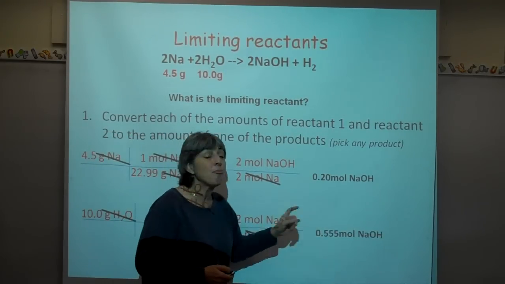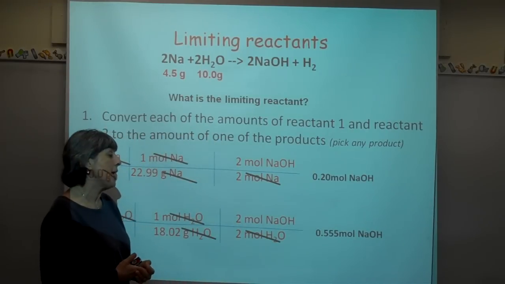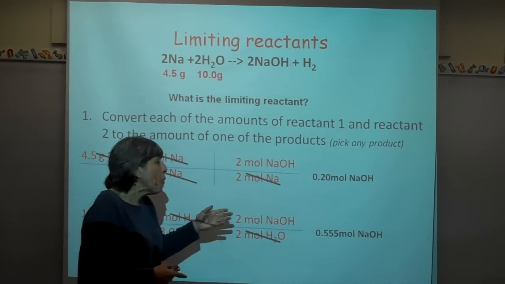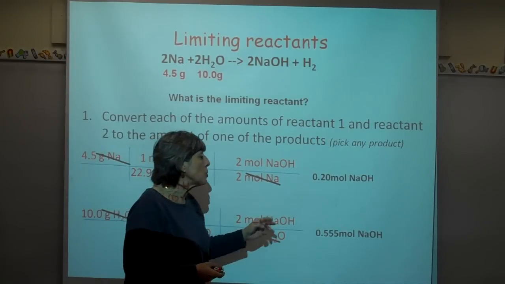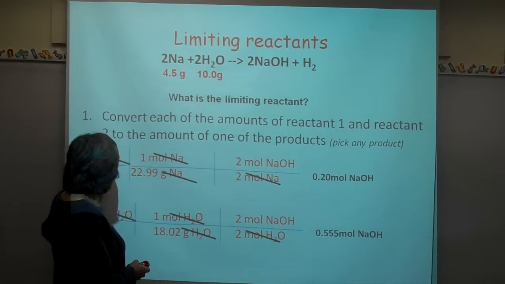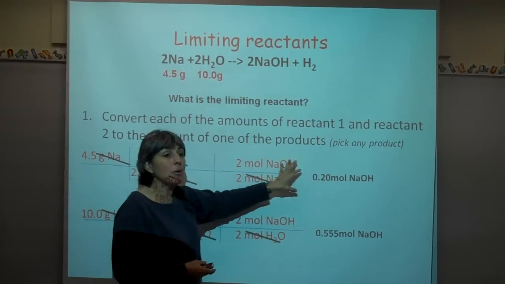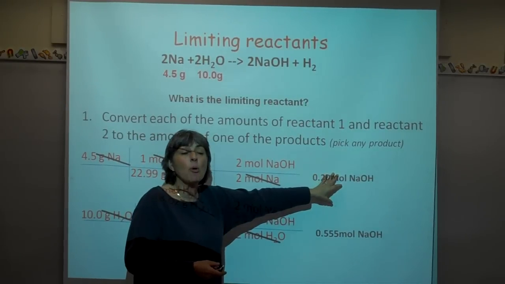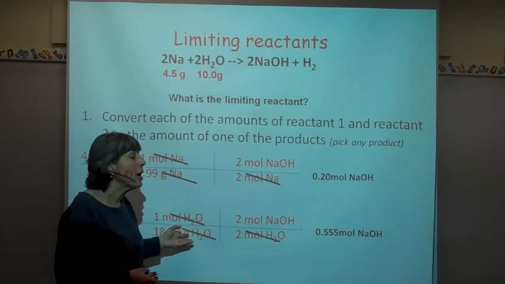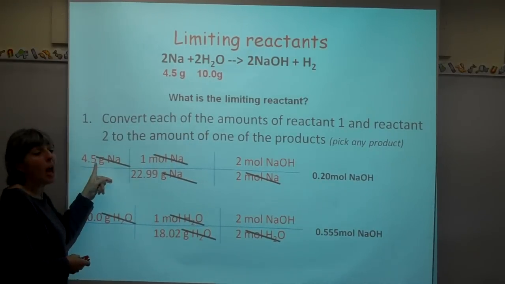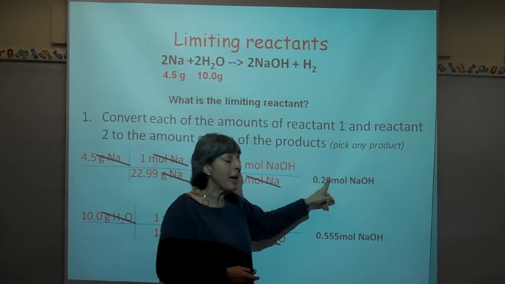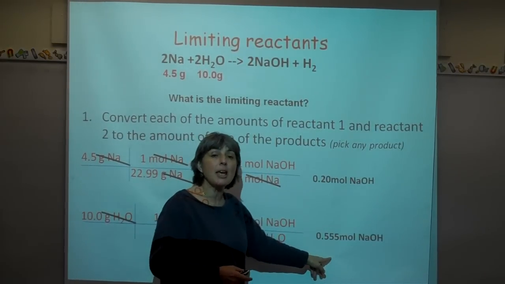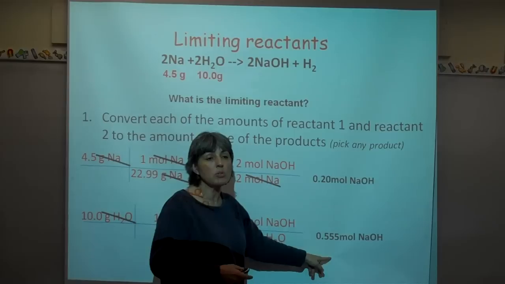This tells me that I have 0.55 moles of NaOH. Okay, which one of these do I choose? They can't both be right. What I choose is the one that, when it runs out, I will not get any more product. And therefore, once I use up all my sodium, I will have 0.2 moles of NaOH, and I will never be able to get to 0.555 moles of NaOH.